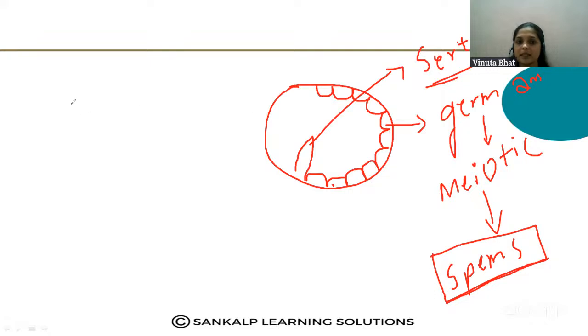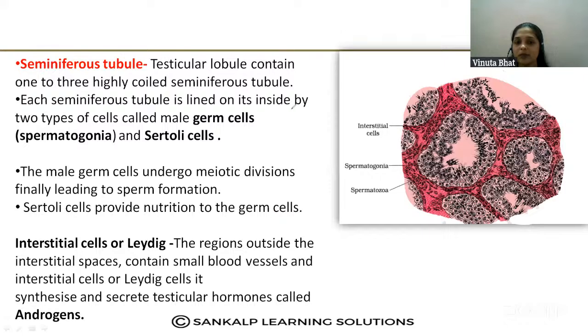See here, the seminiferous tubule is lined on its inside by two types of cells, one being germ cells or spermatogonia. What is the ploidy of the germ cells or spermatogonia? Write down in the comment box. Yes, they are diploid.